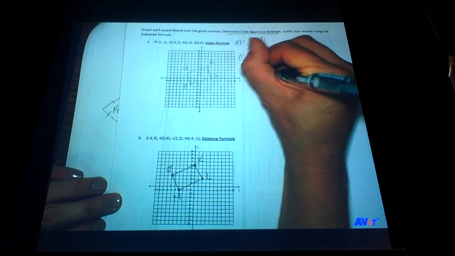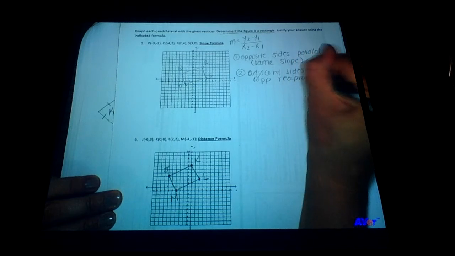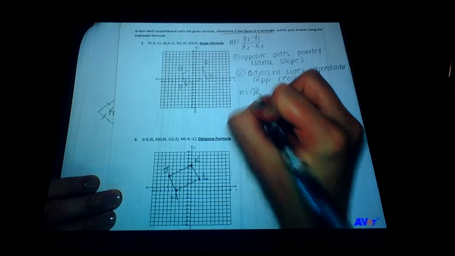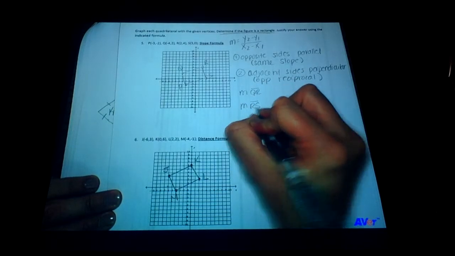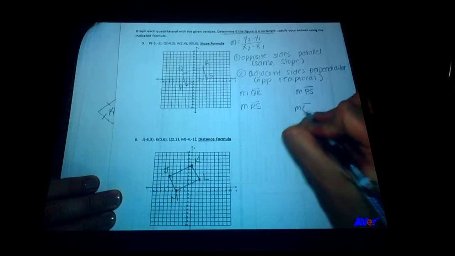And now specifically to get a rectangle, I need to have 4 right angles. So I need to make sure that my adjacent sides are perpendicular. That's going to give me those 4 right angles. In order to have lines that are perpendicular, my slopes need to be the opposite reciprocals. So I'm going to find the slope of side QR, the slope of side RS, the slope of side PS, and the slope of side QR.